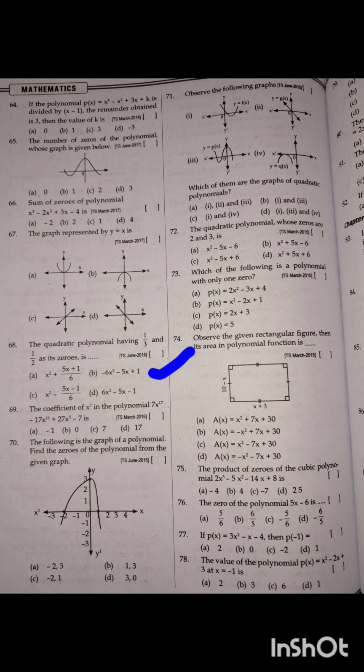The quadratic polynomial having 1 by 3 and 1 by 2 as its zeros is. So x square minus 5x minus 1 by 6, because we are having the numbers 3 and 2. So 3 2s are 6, right? And it is a positive number. So your option will be C.